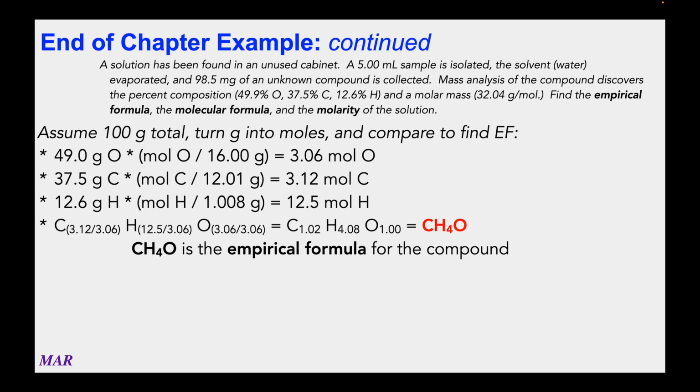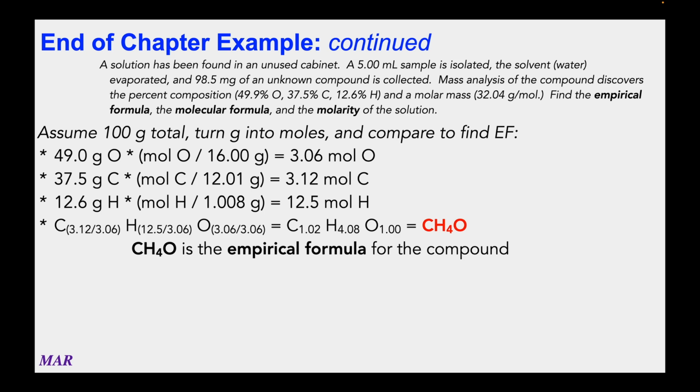So the empirical formula is CH4O. All right, 4.08 is close enough to 4. I would feel confident in calling that. It'll also make sense based on the molar mass we're going to have in a little bit. But you can see again, all those numbers, divide them by the smallest moles, divide them by 3.06, and you're good to go. So the empirical formula, CH4O.